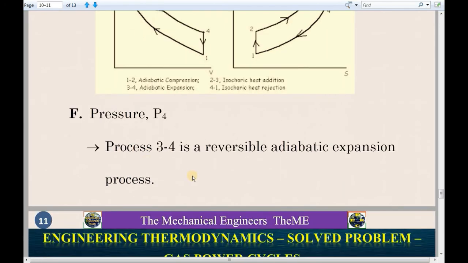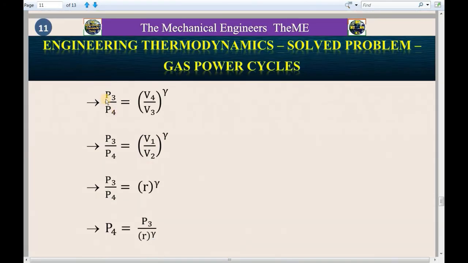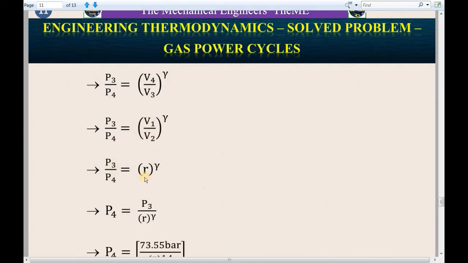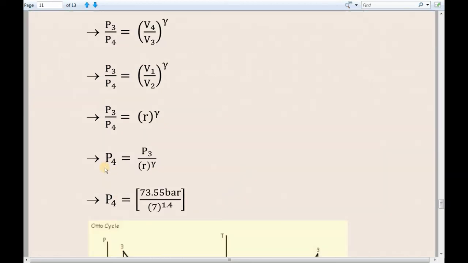Now we will find the value of P4. For finding the value of P4, we will use the formula of reversible adiabatic expansion process 3 to 4. And the formula is P3 by P4 is equal to (V4 by V3) whole to the power of gamma. As I said earlier, V4 is V1 and V3 is V2. So the next step will be P3 by P4 is equal to (V1 by V2) whole to the power of gamma. But V1 by V2 is compression ratio R. So P3 by P4 is equal to R to the power of gamma. In this formula, move P4 to the RHS and bring this R to the power of gamma to the denominator of LHS. We get P4 is equal to P3 divided by R to the power of gamma.